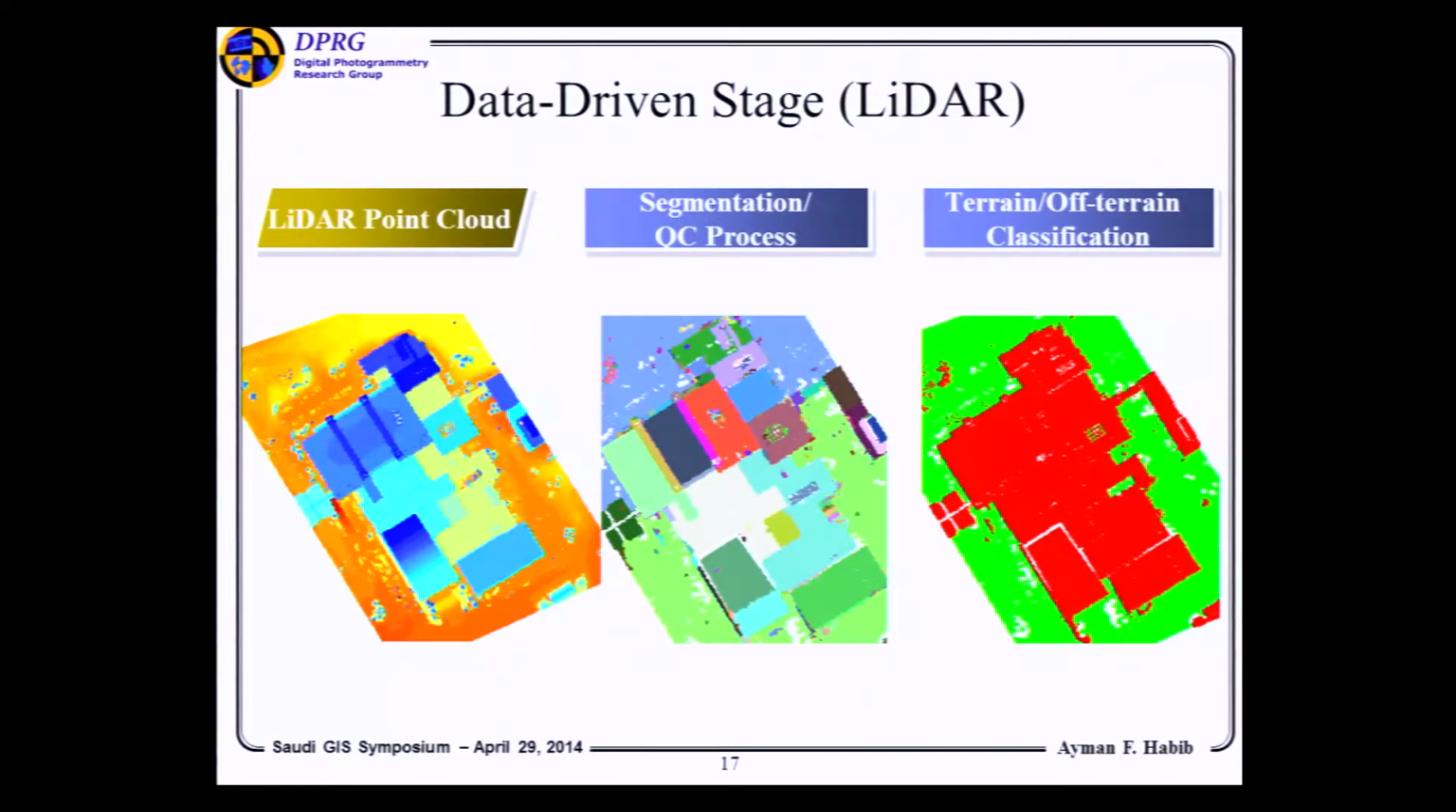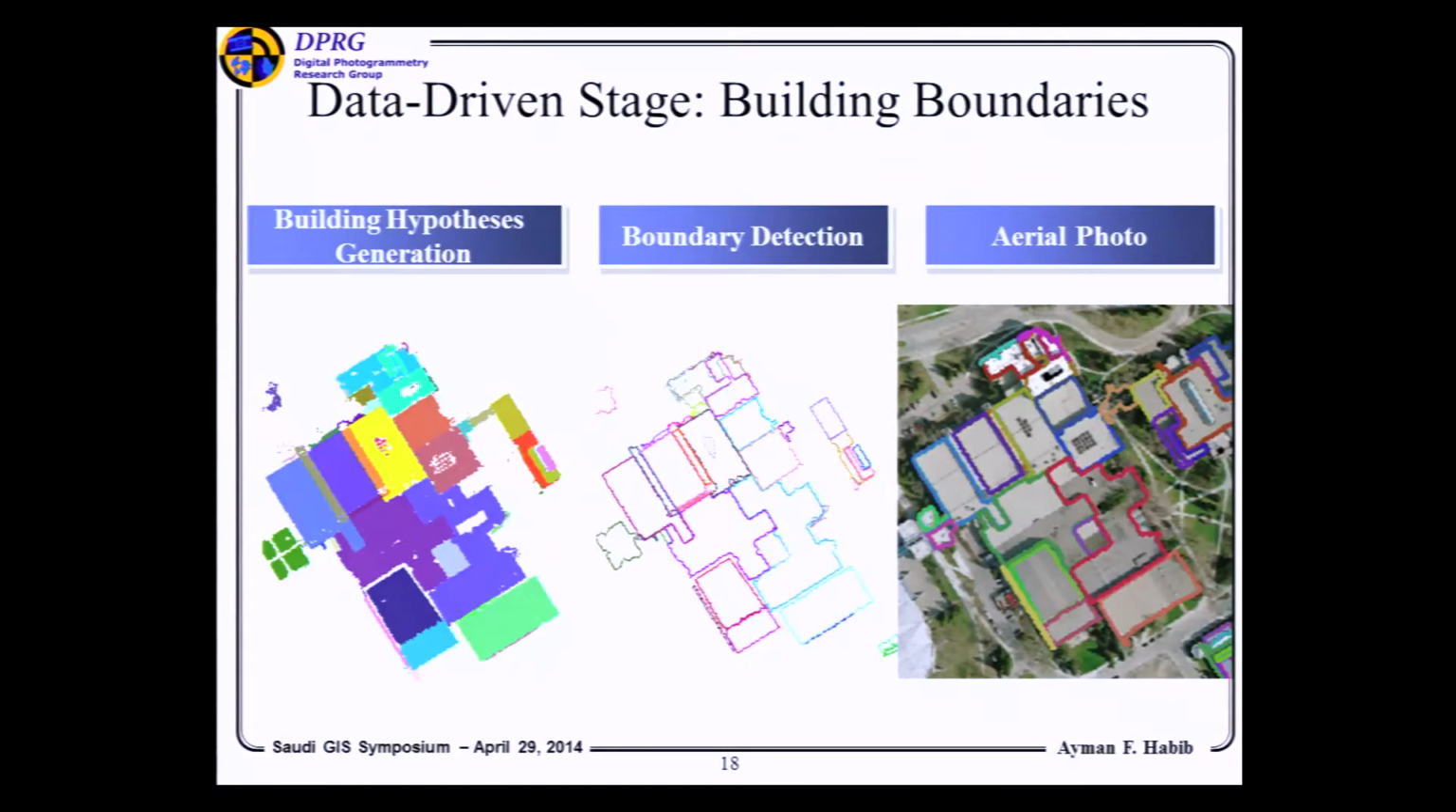So this just shows you some of the results here. On the far left, you see the LiDAR point cloud. In the middle, you see the segmentation results. And at the right, you see the ground and non-ground objects. And then for these segmented features, we can see the segmentation of the different planes above ground. In the middle, you see the boundaries of these areas. And on the far right, you see the detected boundaries from the LiDAR projected into the image.